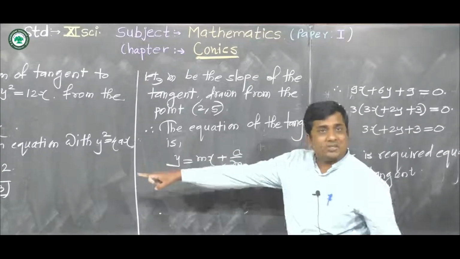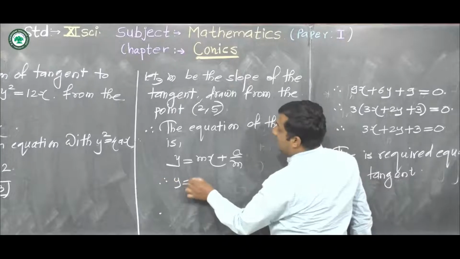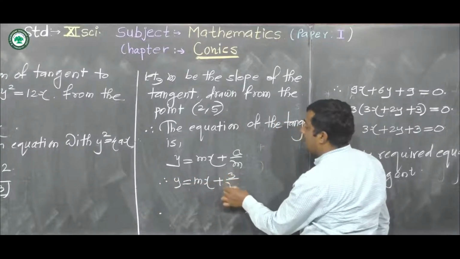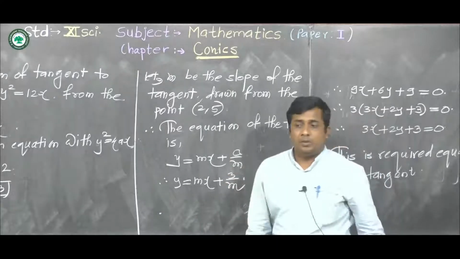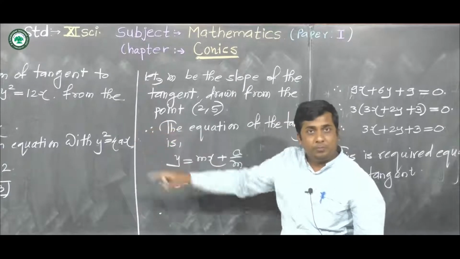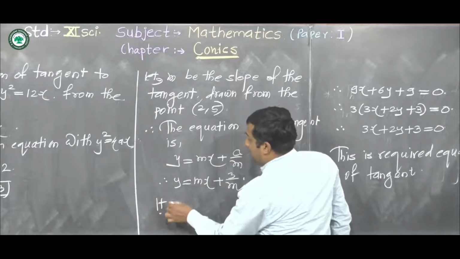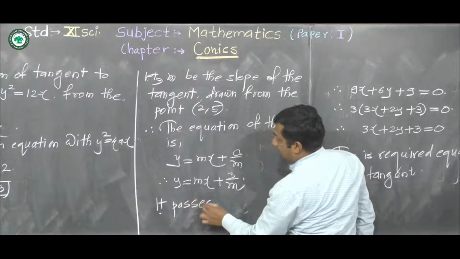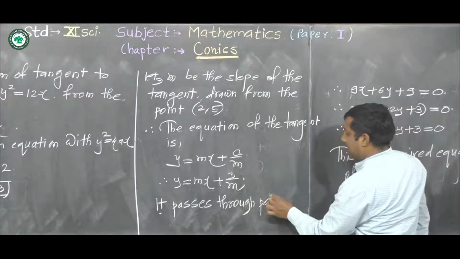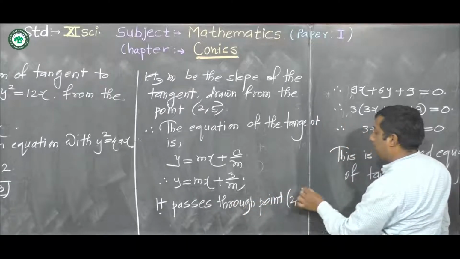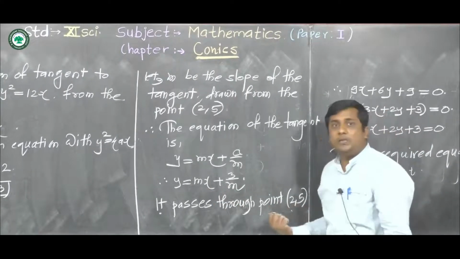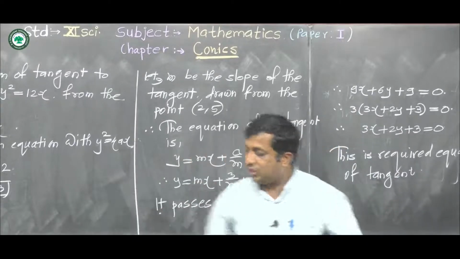Now here we know a is 3, so we replace a by 3 in this equation. We get y is equal to mx plus 3 by m. Now here we know our tangent passes through the point (2, 5). Okay, so here I write it passes through the point (2, 5). So we replace x by 2 and y by 5 in this equation.